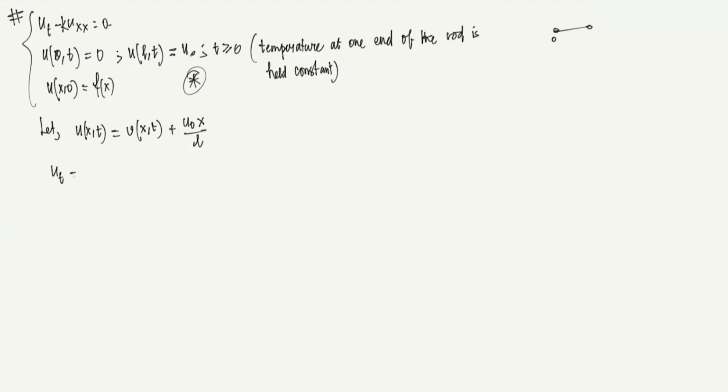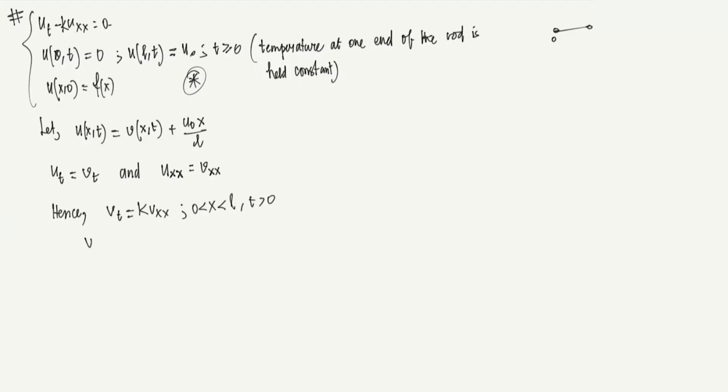u_t is nothing but v_t, since the extra term is independent of t. And u_x, if you differentiate twice, becomes v_xx. The extra term is just a first order term in x, so taking two derivatives, it doesn't contribute anything. So u_xx is v_xx. Hence the original problem in terms of v becomes v_t equals k times v_xx, for 0 less than x less than L and t positive.